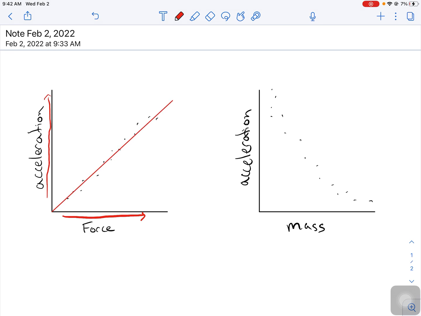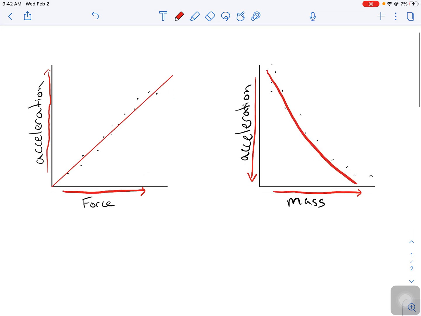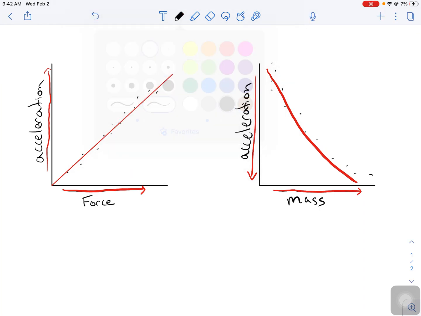Now, also, you might have increased the mass of your system every trial, and you would have noticed that its acceleration decreased. It would have a lower acceleration every test. Now, these two experiments form the basis behind the famous Newton's second law.